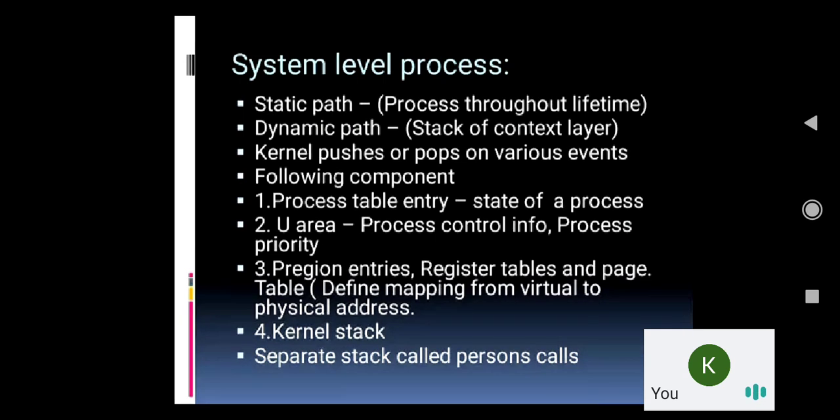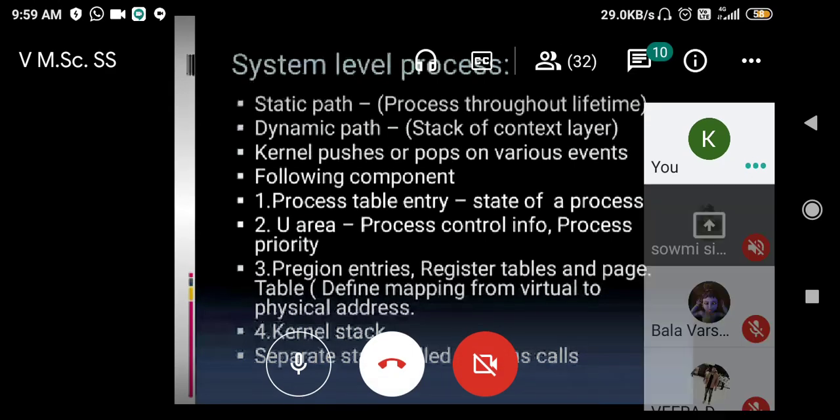And then P region entries, register tables, and page table. All these three things have some mapping between your virtual addresses and physical addresses, as we discussed just now. You have some mapping between the primary memory and secondary memory. So for mapping purposes we are using these P region entries, P region which denotes process region, and then you have register tables, and then page tables. And finally you have kernel stack. Kernel stack is nothing but the user stack or kernel which is going to push and pop the process over there. So move to next slide, please.